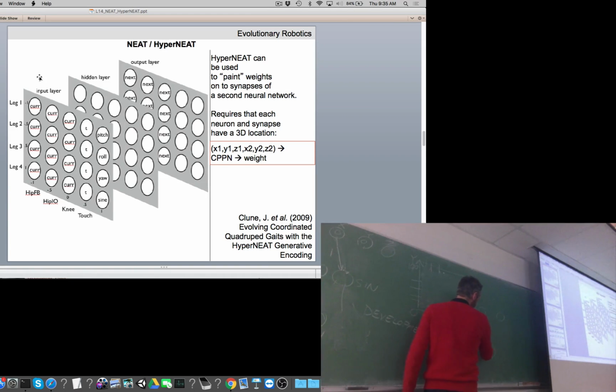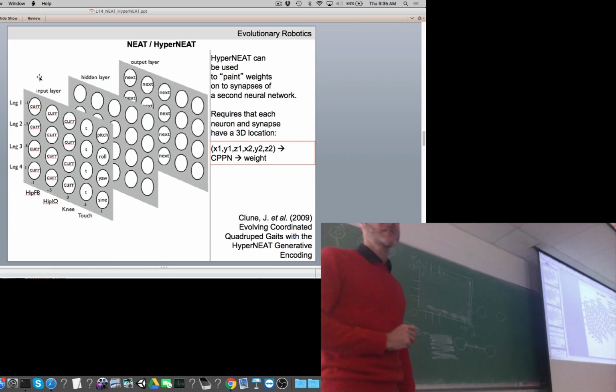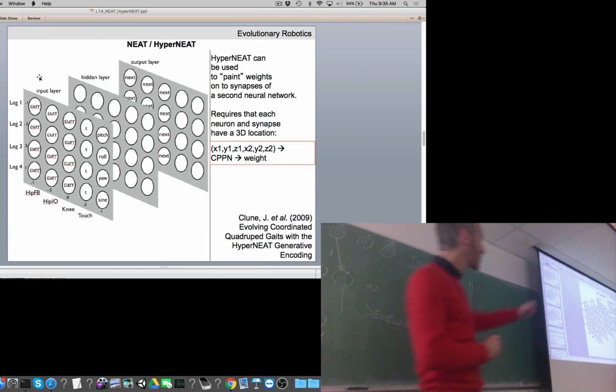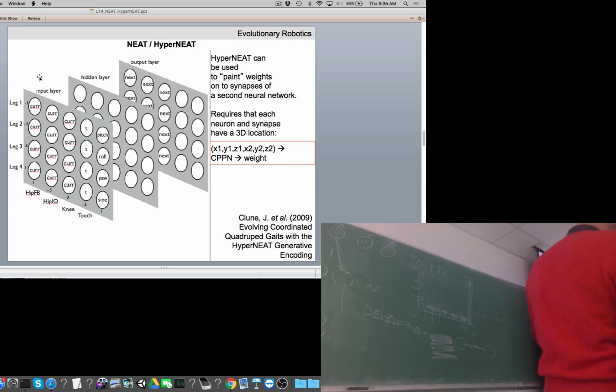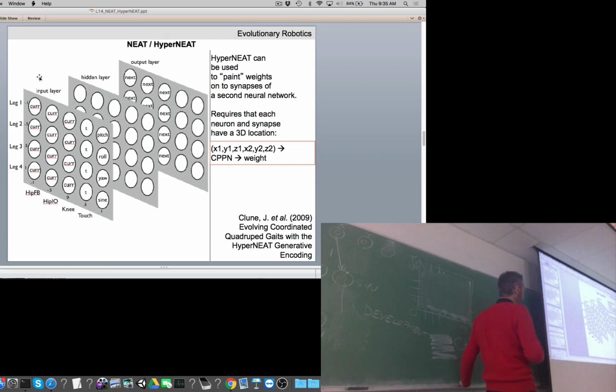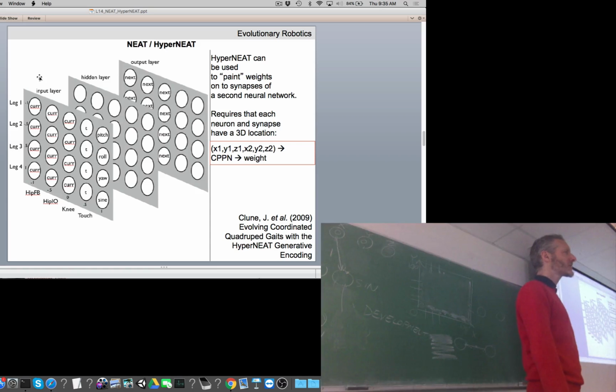Perhaps we would like these 2 synapses to have different weights, right? So in order to do that, they introduced one more wrinkle to this algorithm, which is, as I won't draw this now, you can see that the input to the CPPN now has 6 coordinates, x1, y1, z1, x2, y2, z2. What do you think those 6 coordinates represent?